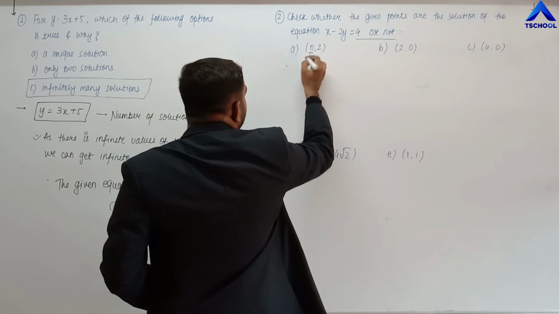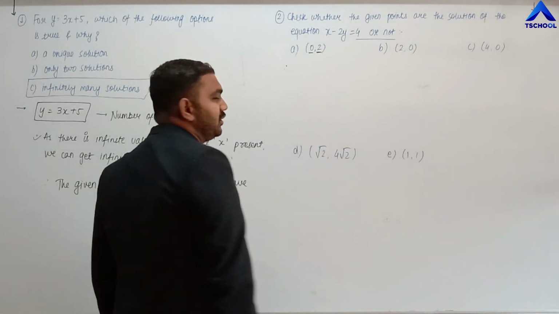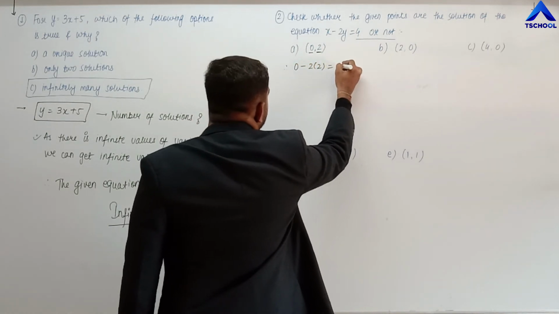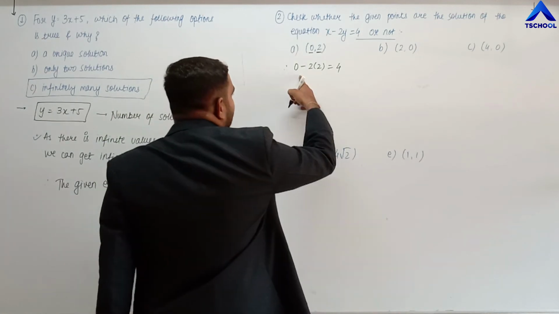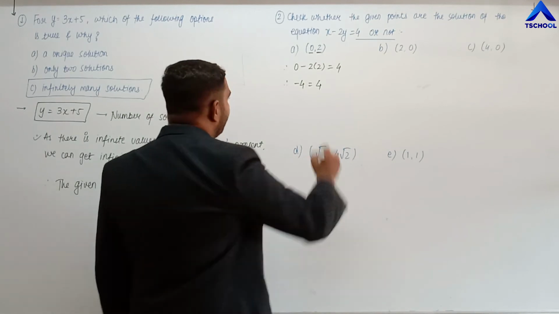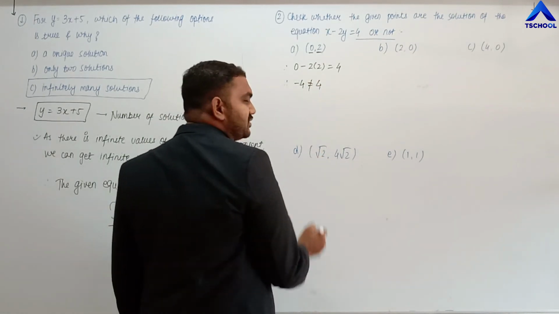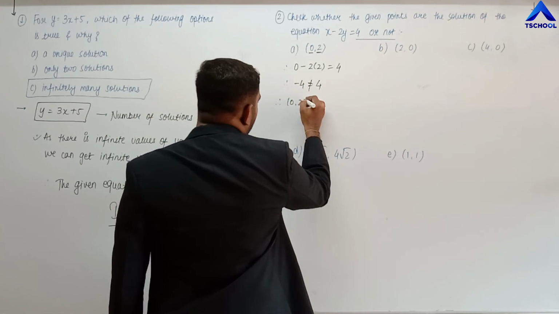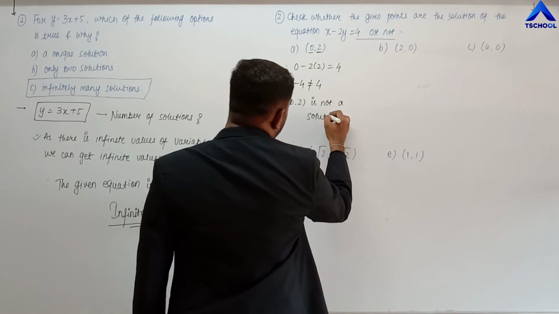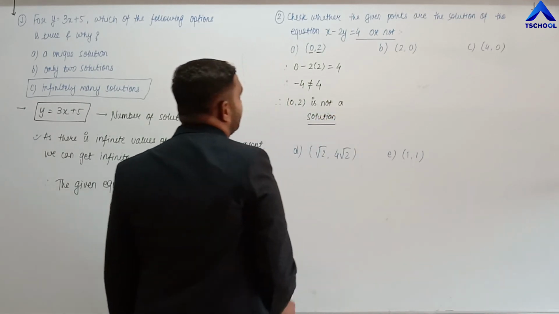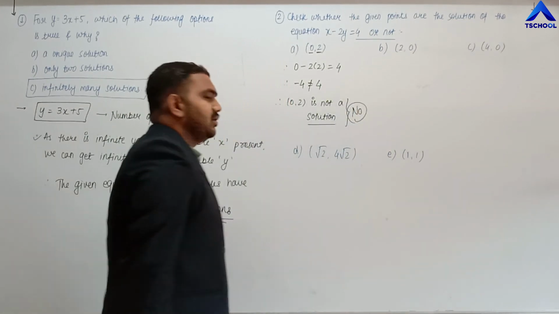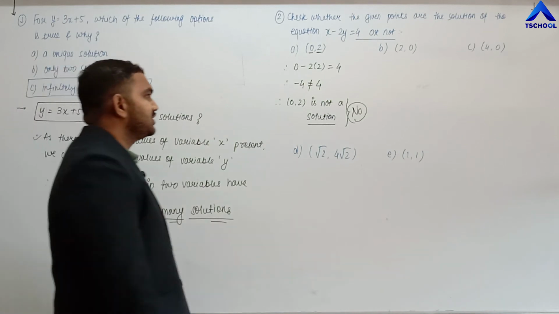Therefore, in place of x we will put 0 and in place of y we will put 2. So that is 0 minus 2 into 2 is equal to 4. Minus 2 into 2, that is minus 4, is equal to 4. Is it possible? No, minus 4 is not equal to 4. Therefore, (0, 2) is not a solution. Right? So the answer here is no. No, (0, 2) is not a solution.